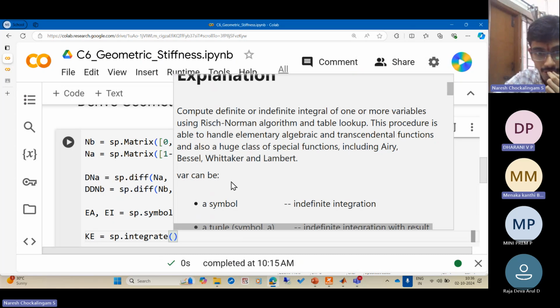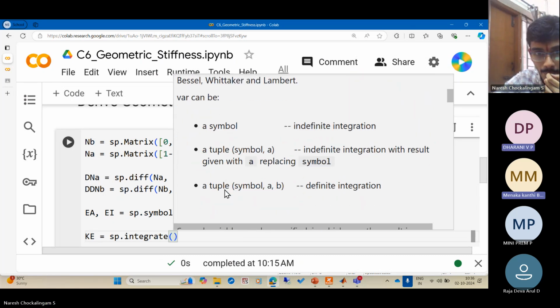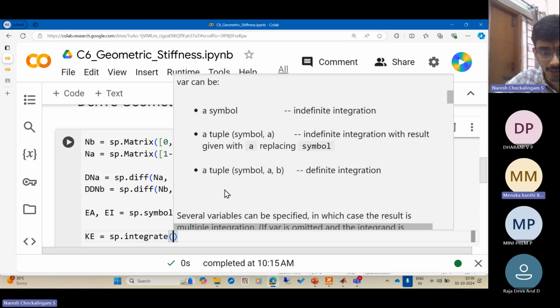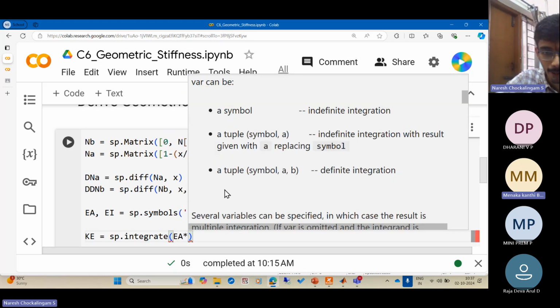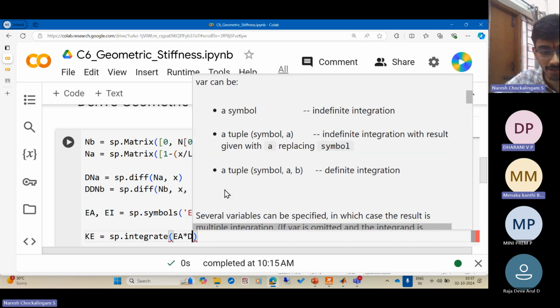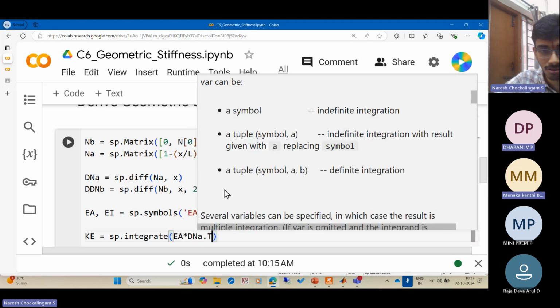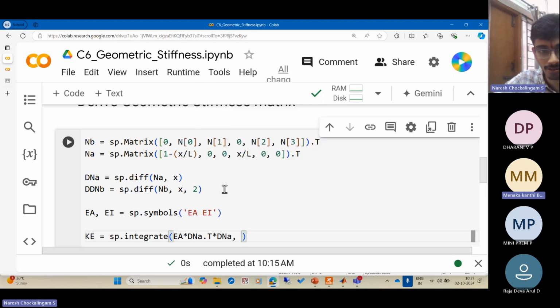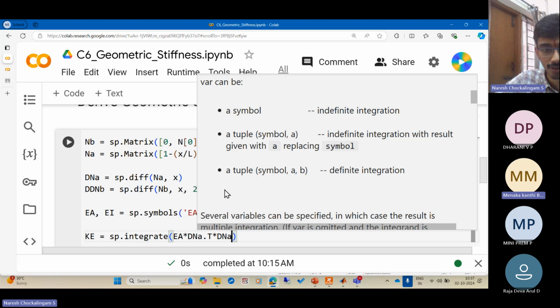So we want to integrate it. EA star DNA transpose star DNA, plus, we can do both together, plus EI star DDNB transpose star DDNB, with limits x going from 0 to L.